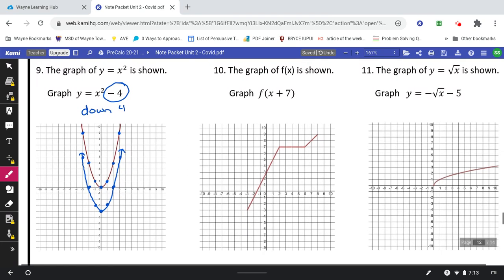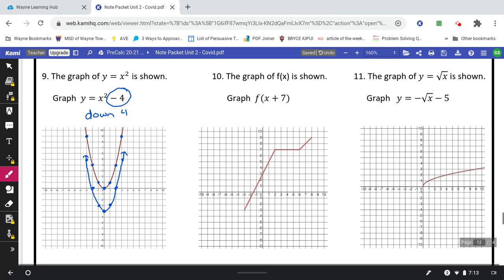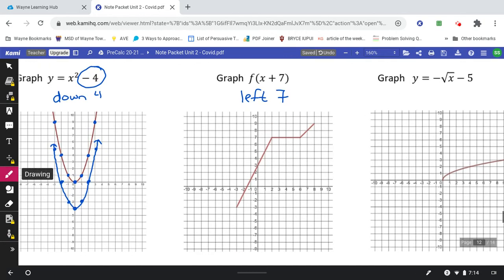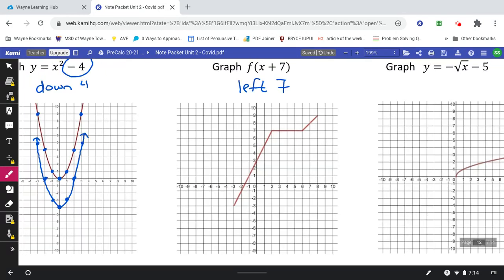All right, example number 10. This one just says the graph of f of x is shown. So they're not telling us exactly what this graph is. They're just kind of graphing something. And they want us to graph f of x plus 7. So f of x plus 7, notice the 7 is on the inside. So it's going to move right or left. And it's a plus. So it'll move the opposite direction of left 7.